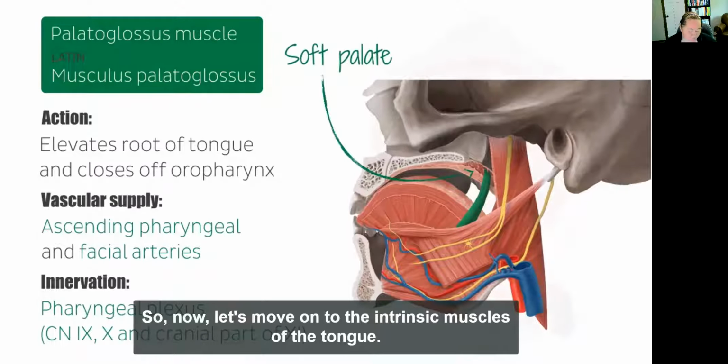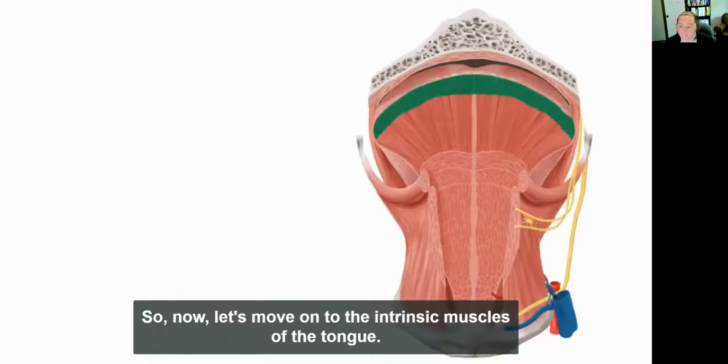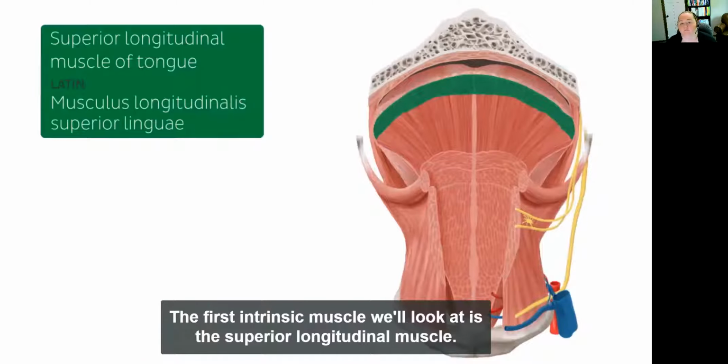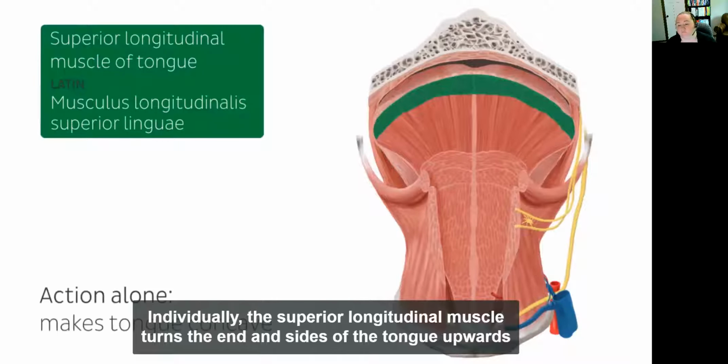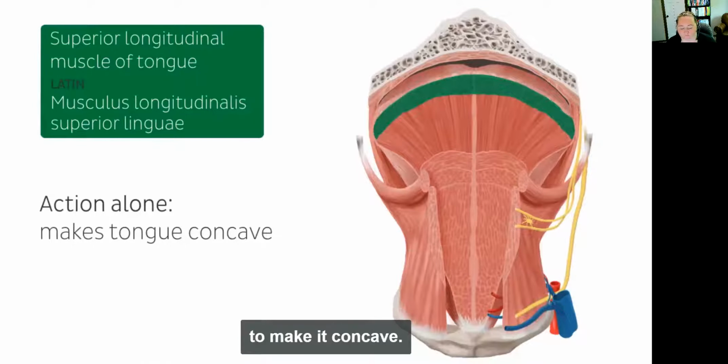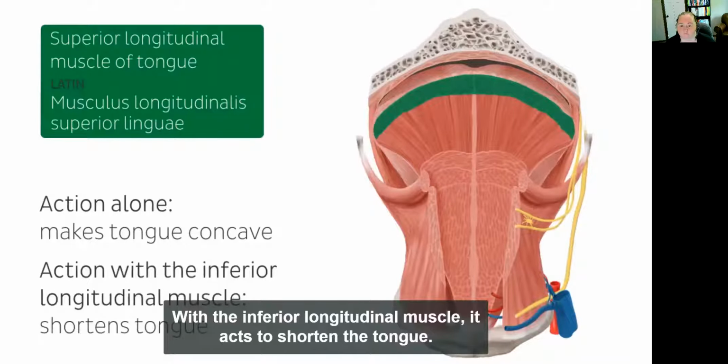So now let's move on to the intrinsic muscles of the tongue. The first intrinsic muscle we'll look at is the superior longitudinal muscle. Individually, the superior longitudinal muscle turns the end and sides of the tongue upwards to make it concave. With the inferior longitudinal muscle, it acts to shorten the tongue.